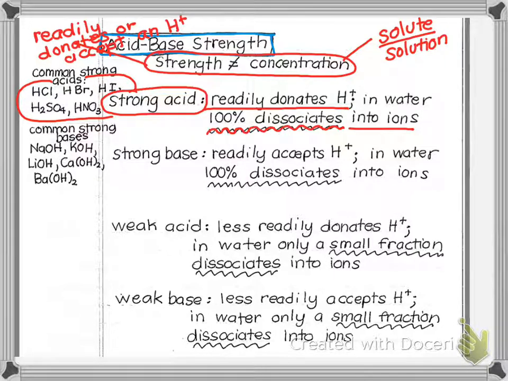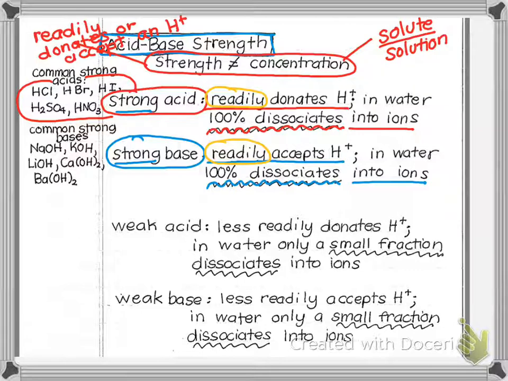Now you'll notice that the word strong base has a similar connotation, that word strong. Bases accept protons, so a strong base readily accepts it, so it's going to take on the proton, and in water it will 100% dissociate into ions. So the word that they have in common here is strong, and strong means that it will readily do something, easily wants to do it, and or 100% dissociation.